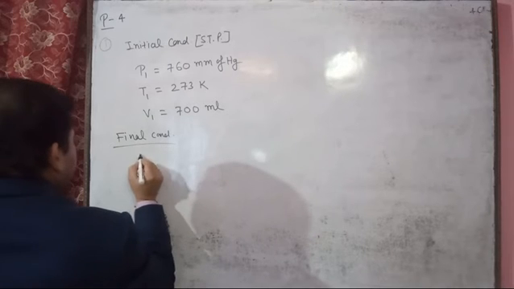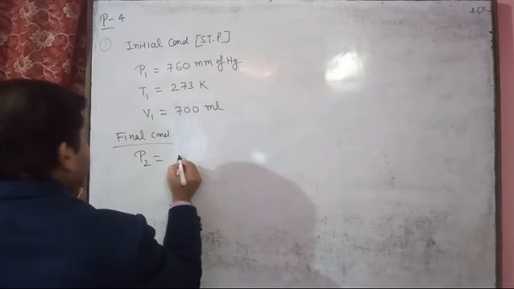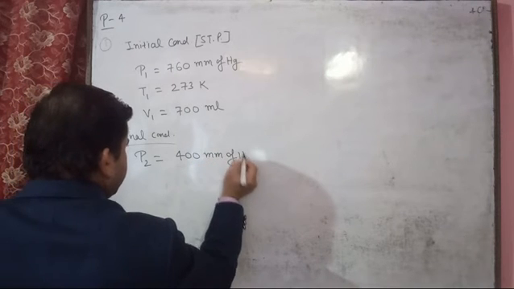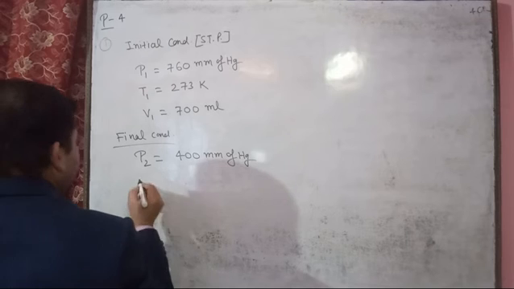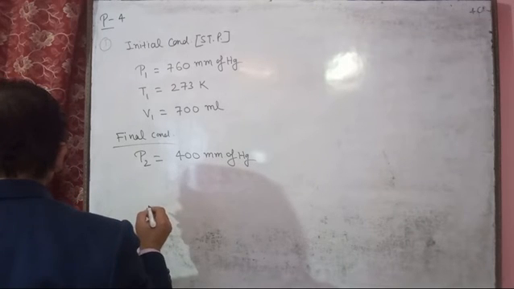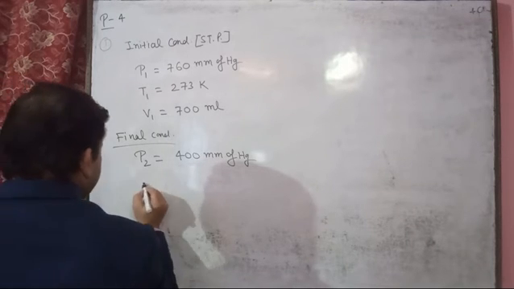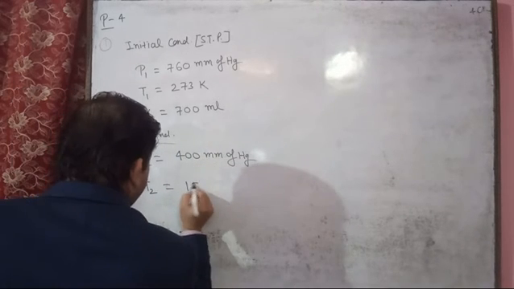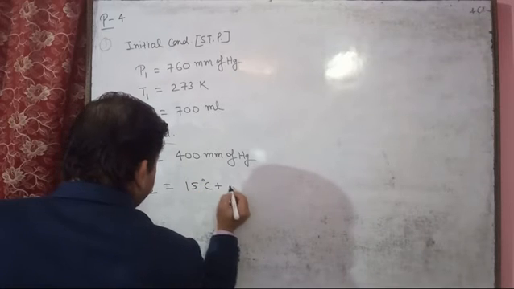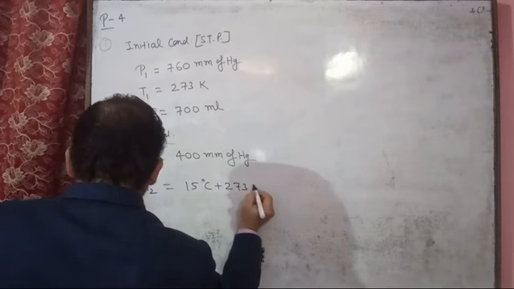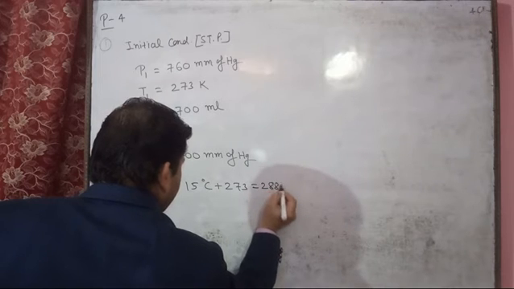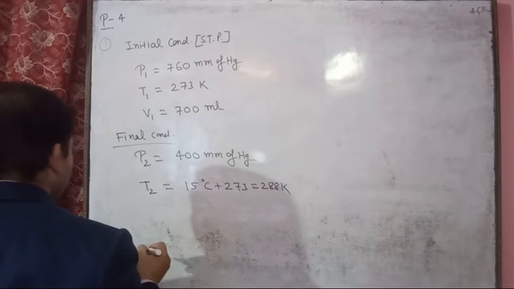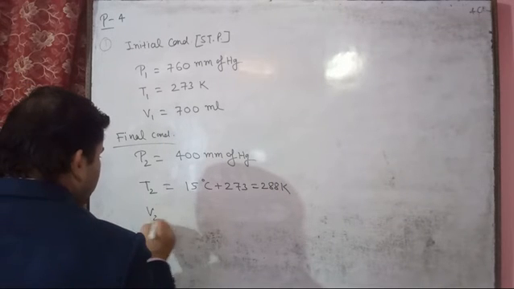And the final condition: P2 is 400 mm, which is given in the question, and its temperature is 15 degrees Celsius, so T2 is 15 degrees Celsius. By adding 273 we get 288 Kelvin. And after this, find the volume occupied by the gas. So V2 you have to determine.